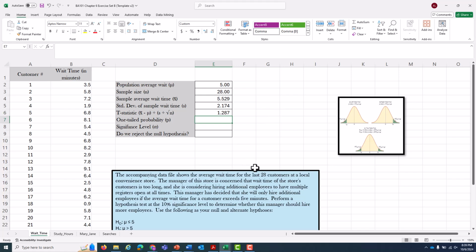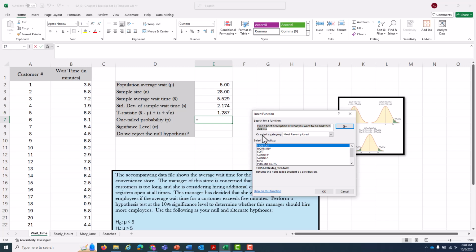We have information based upon a sample with the standard deviation of the population unknown. We only know it for the sample. So it's a t-test. And to figure out what my one-tailed probability is, well, my probability in general, I'm going to use a t.dist function. So go up to insert function, type in t.dist, and hit go.